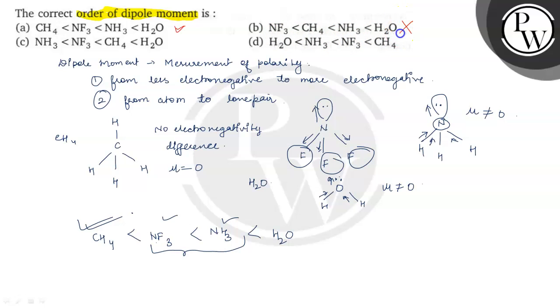So this order is wrong because CH4 has the least dipole moment, or we can say that it has zero dipole moment. Now let's see C, NH3, NF3, CH4 and H2O. So it is also wrong because NH3 has some dipole moment, so it is the wrong order. Now let's see option D. In option D, H2O, so that means it is wrong because H2O has the most dipole moment according to our discussion. So it is wrong.